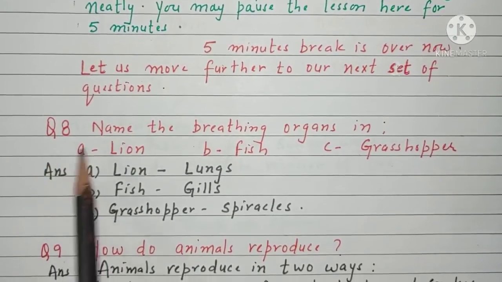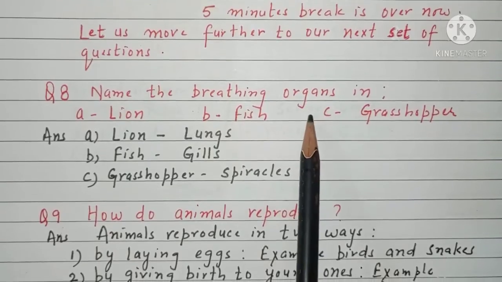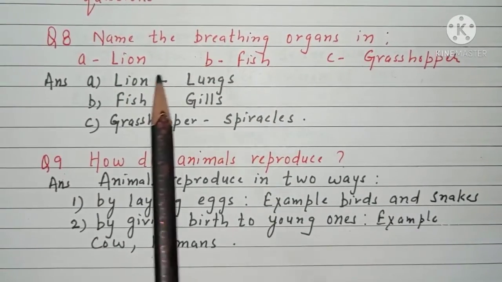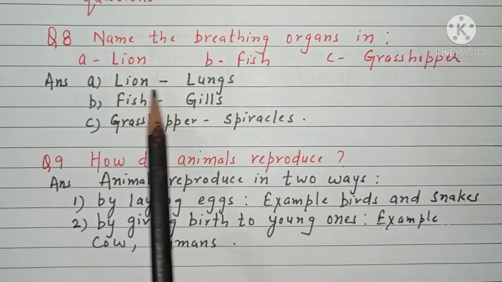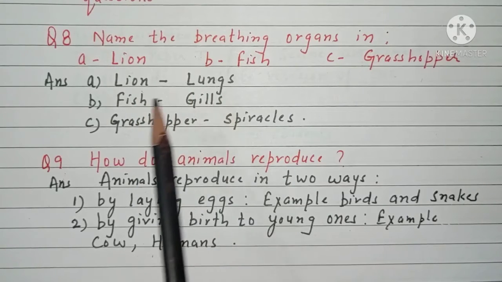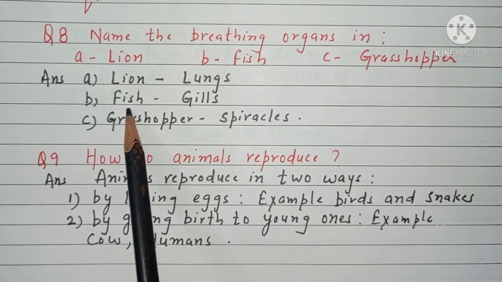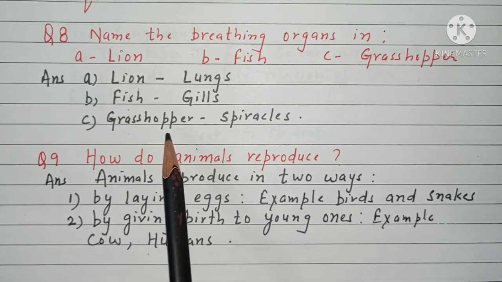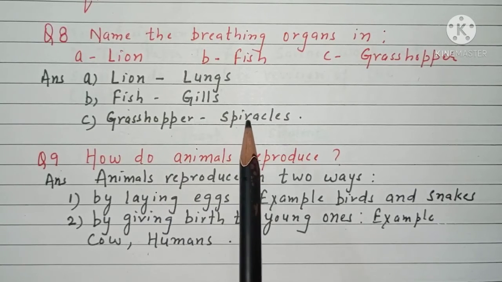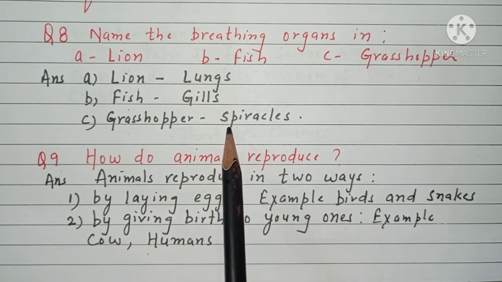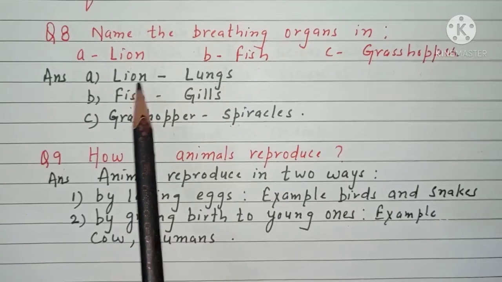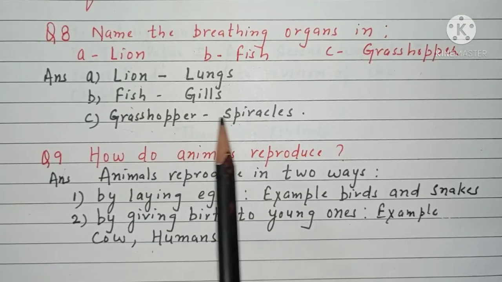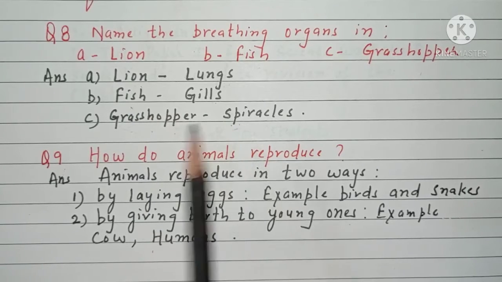As per question number 8, we have to name the breathing organs in lion, fish and grasshopper. Children, lion is a land animal and it has lungs to breathe. Fish is a water animal and fish has gills to breathe. And grasshopper, it's an insect. And insects have the small openings which are called spiracles. So, lion breathes through the lungs, fish breathe through the gills, and grasshopper breathes through the spiracles.